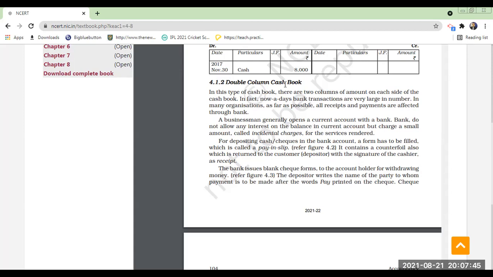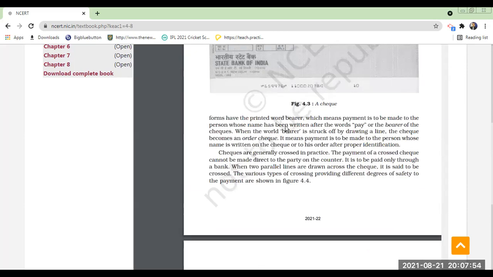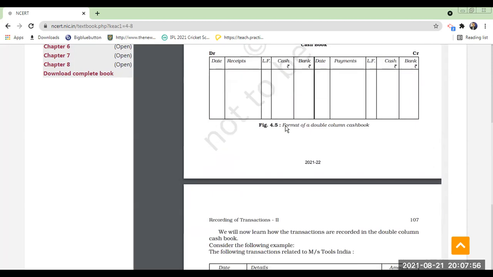See, in the introductory class itself, I showed you the difference between single column cash book and double column cash book. In a double column cash book, another column will be added. What is that? Bank column, sir. After date, receipts, LF number, cash column, you will have the bank column added. So the left side will have a total of 5 columns, the right side will have 5 columns, total 10 columns.